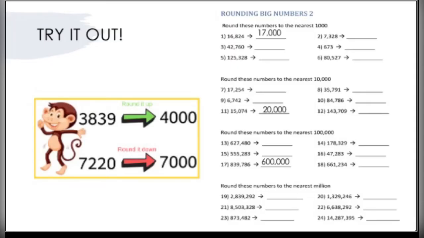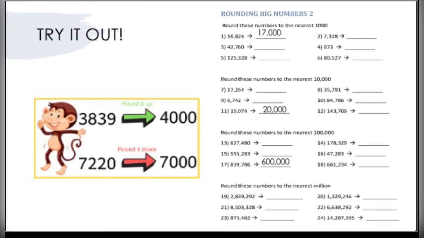Let's look at the monkey chart. 3,839. Let's round to the nearest thousand. We're looking at the 3 in the thousands place. The 8 is more than 5, so we have to round it up. We add 1, the 3 becomes a 4, the rest of the digits become a 0, so we get 4,000.